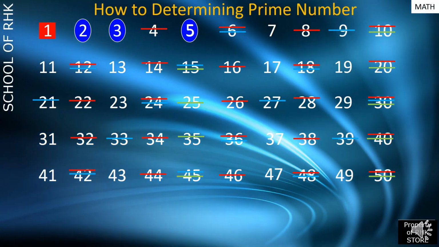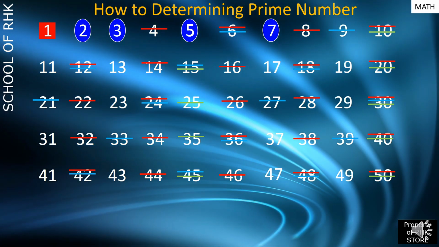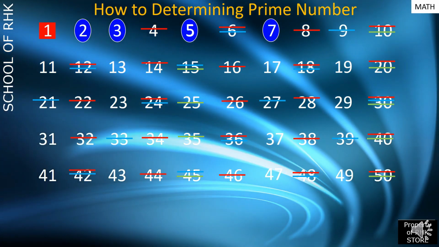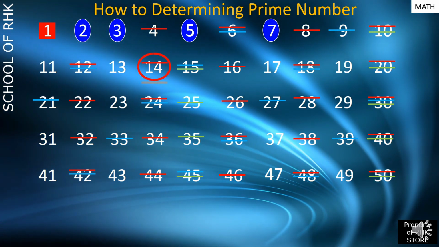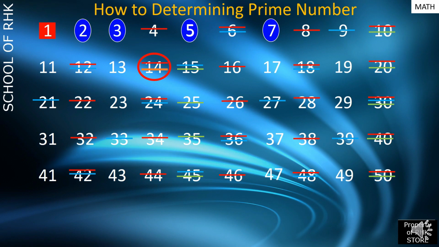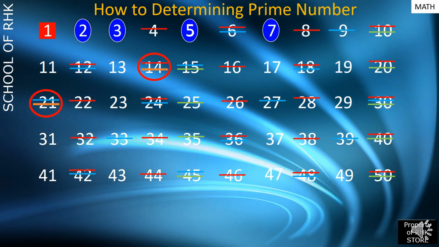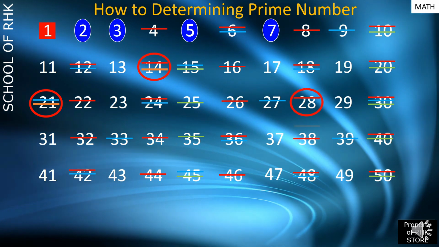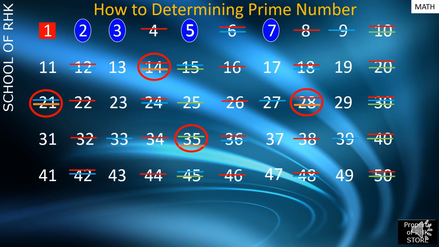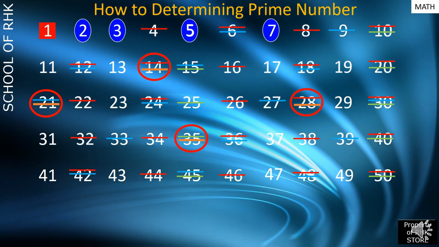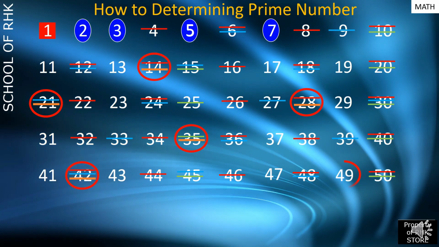The next prime number is 7. Now, let's cancel the multiples of 7, that is 14, 21, 28, 35, 42, and 49.